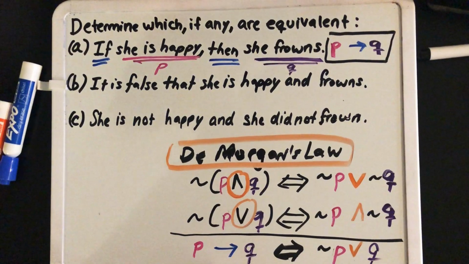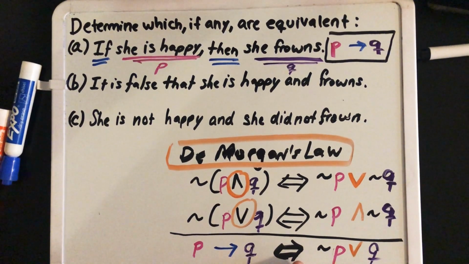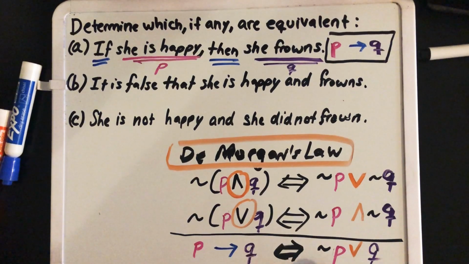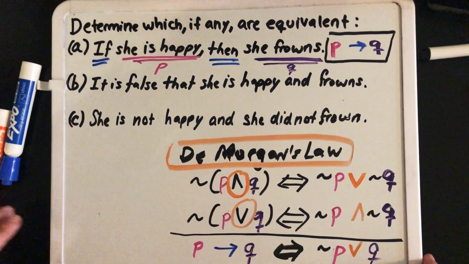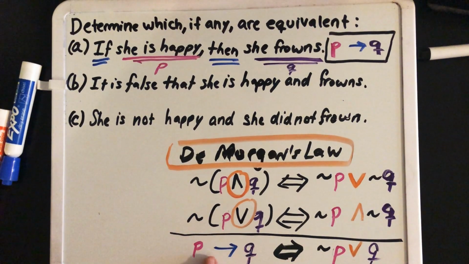It means the same thing to say, if she is happy, then she frowns. That means the same thing as saying, she was not happy or else she frowned, right? It's kind of like if P was you have an iPhone and Q was it has Siri, it would say if you have an iPhone, then it has Siri. That means the same thing as saying either it's not an iPhone or else it would have Siri, right? So this is equivalent, and we could test that using a truth table.